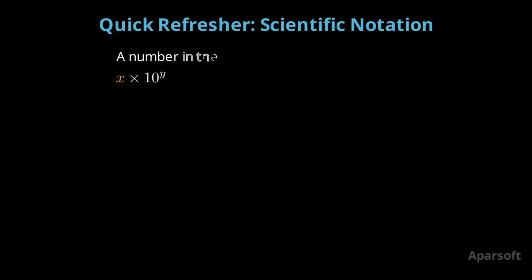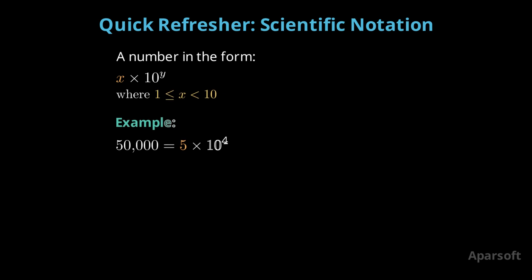A quick refresher. Scientific notation writes any number as something between 1 and 10 times the power of 10. The coefficient x must be at least 1 and less than 10. So 50,000 becomes 5 times 10 to the 4.